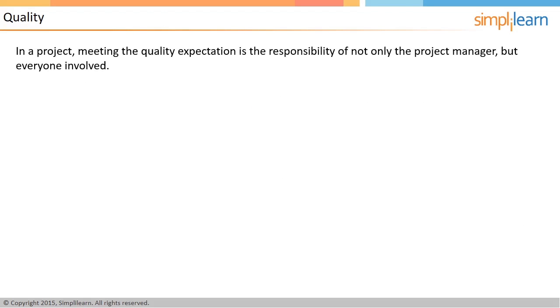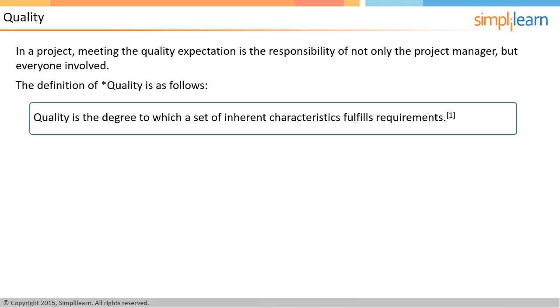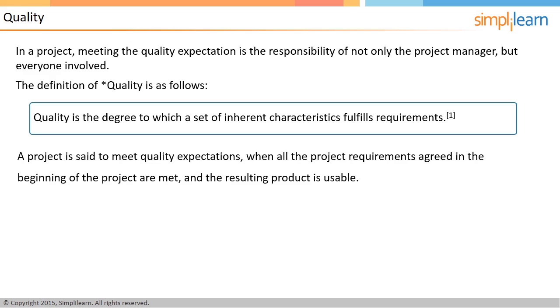The project manager is responsible for quality in a project. However, it is also the responsibility of each and every one in the project to ensure that whatever they do meets project quality expectations. Quality is defined as the degree to which a set of inherent characteristics fulfills requirements. A project is said to meet quality expectations when all the project requirements agreed in the beginning of the project are met and the resulting product is usable. Usable means that the intended users can use the product without any problem.